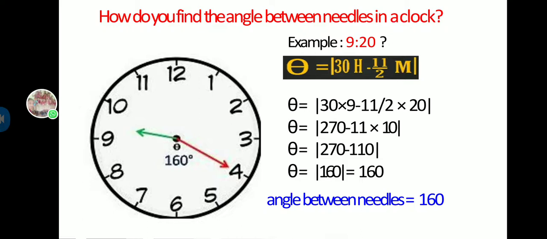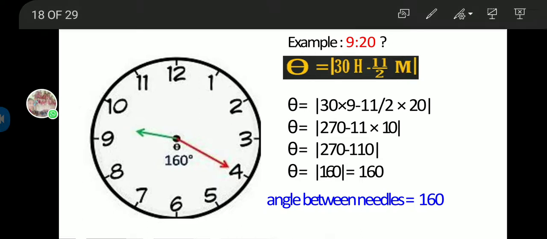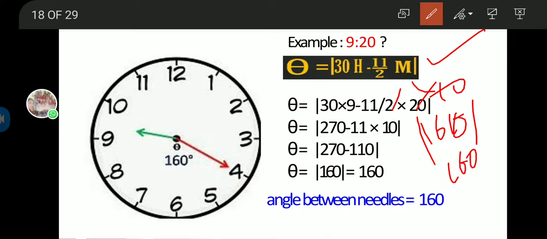Coming to the next question. How do you find the angle between the needles in the clock? Practice the same thing. 9:20. What is the formula? 30h minus 11 by 2 minutes. 30 into 9 minus 11 by 2 into 20. 270 minus 110. 270 minus 110, 160. Mode of 160 is 160 itself. The angle between the needles is 160 degrees.